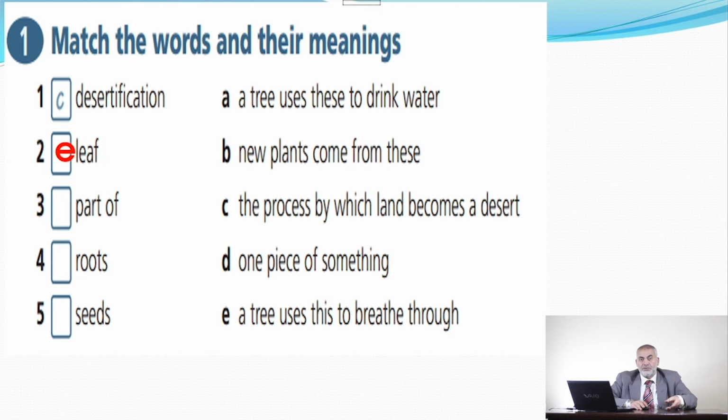Number 3, part of. Part of is D. What does D say? One piece of something. Number 4, roots, letter A. A tree uses these to drink water. Number 5, seeds. What are seeds? New plants come from these.